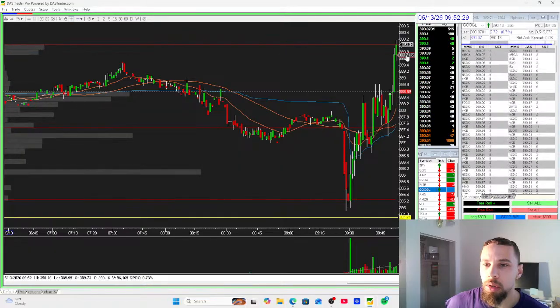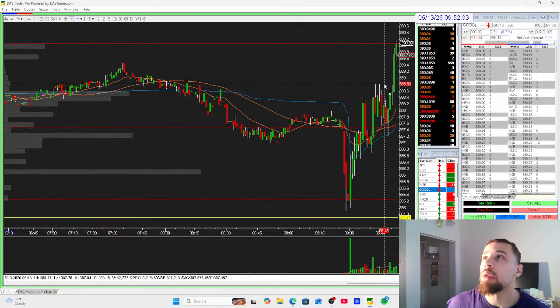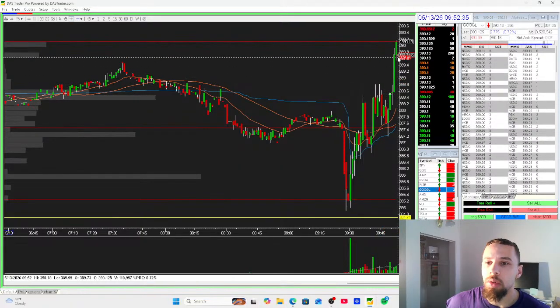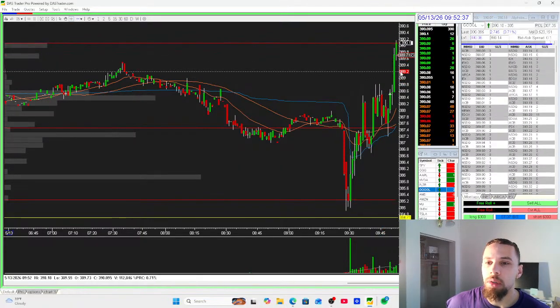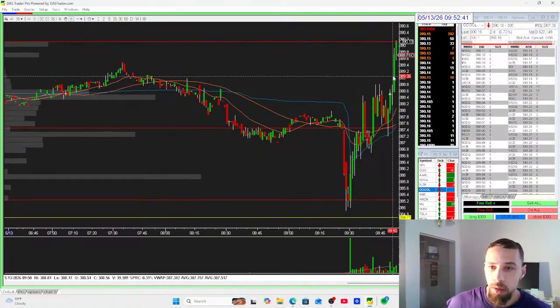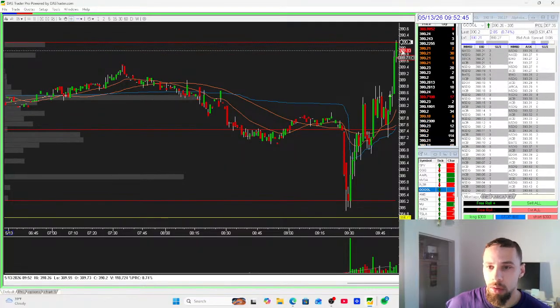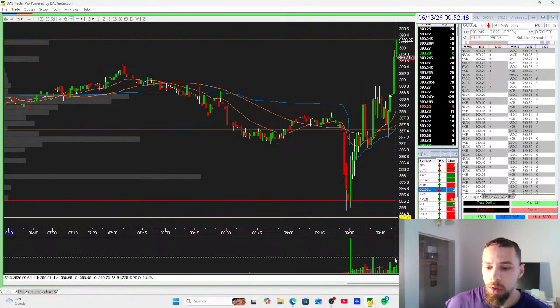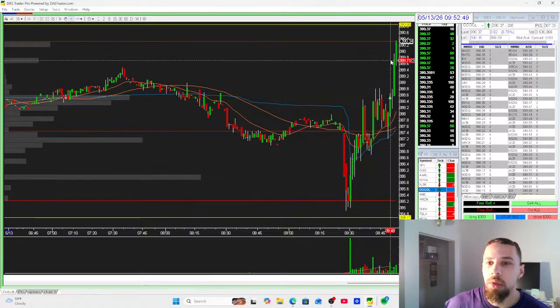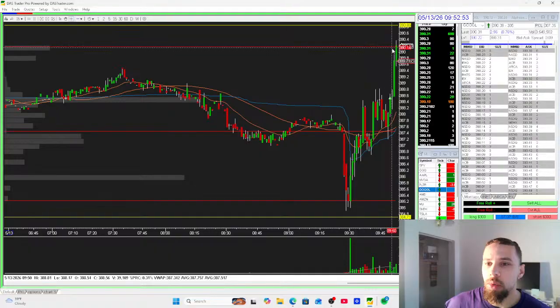I have a trailing stop, so we're gonna put money in our pocket no matter what. So if the price pulls back to 389.70, we're out. See if we can hold 390. It's looking pretty good. Volume's picking up. Okay, look at that. A little bit of selling pressure up here.